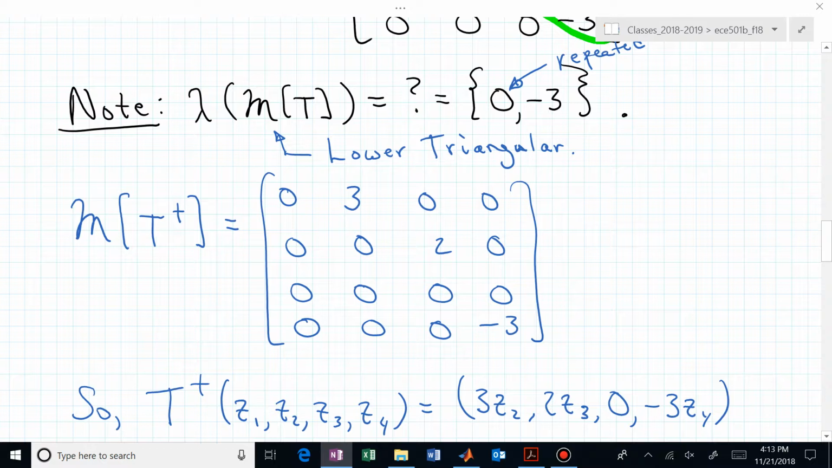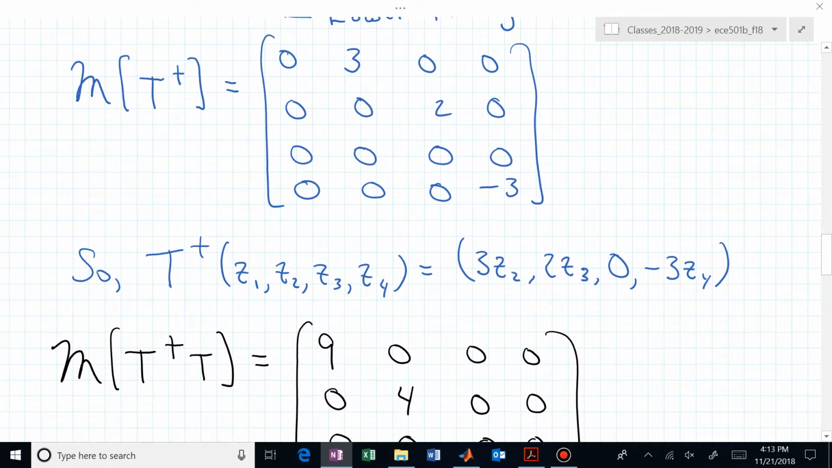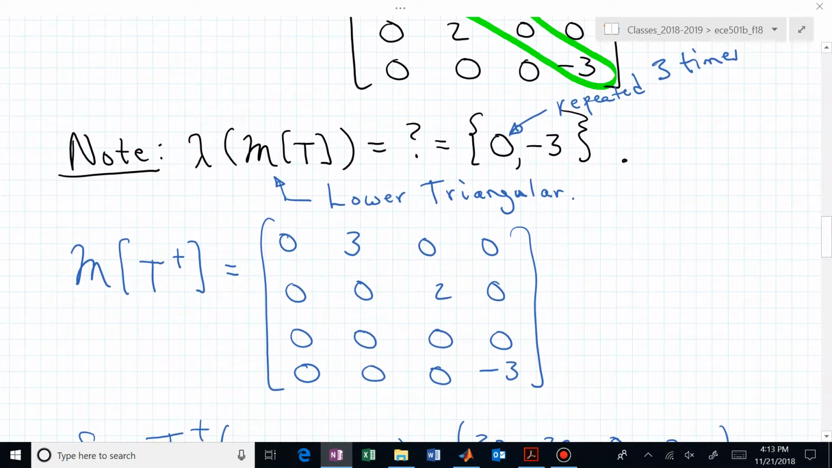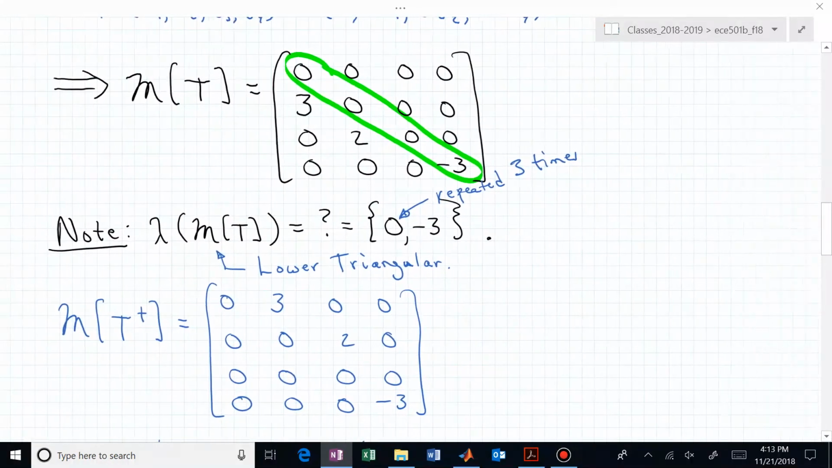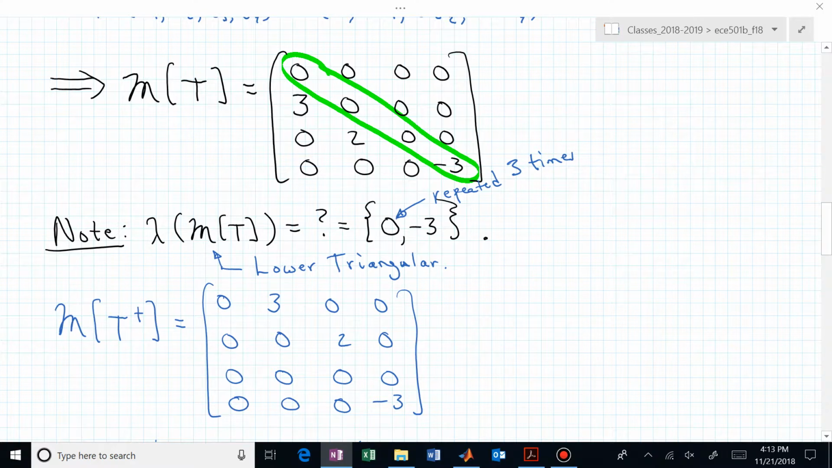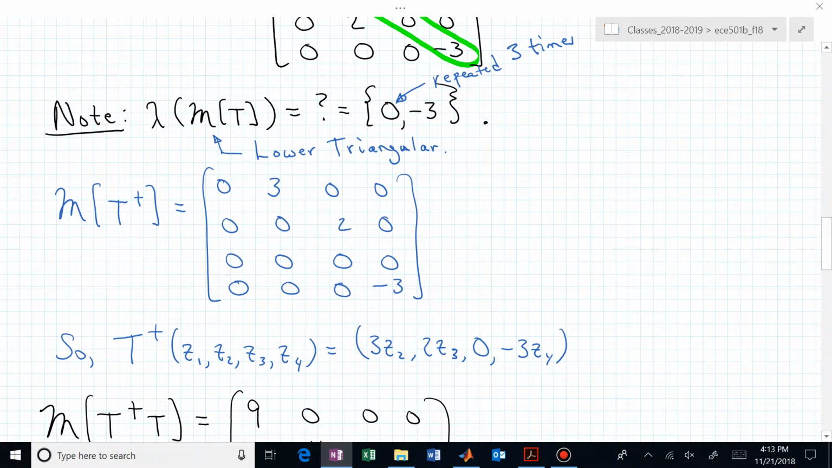There then, in the lower right hand corner of this screen, is our linear map associated with the adjoint of T. If we now form the matrix representation of T dagger T, here is T dagger and here is T. If we look at this, we can see that for T dagger T, the first row is going to simply be taking 3 times the second row of T. So that's now going to be 9, 0, 0, 0 for our matrix representation of T dagger T.